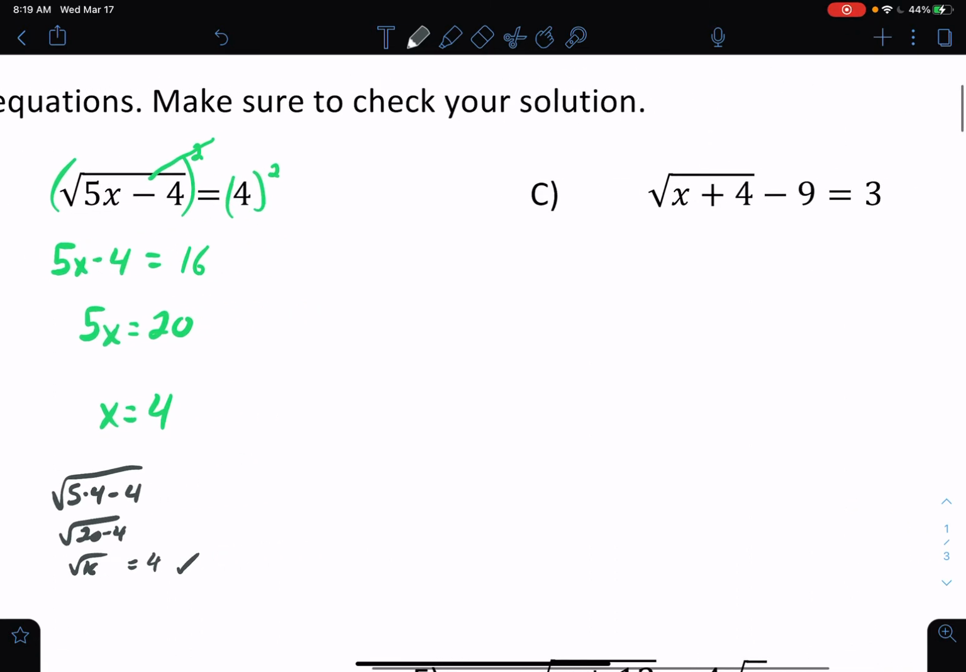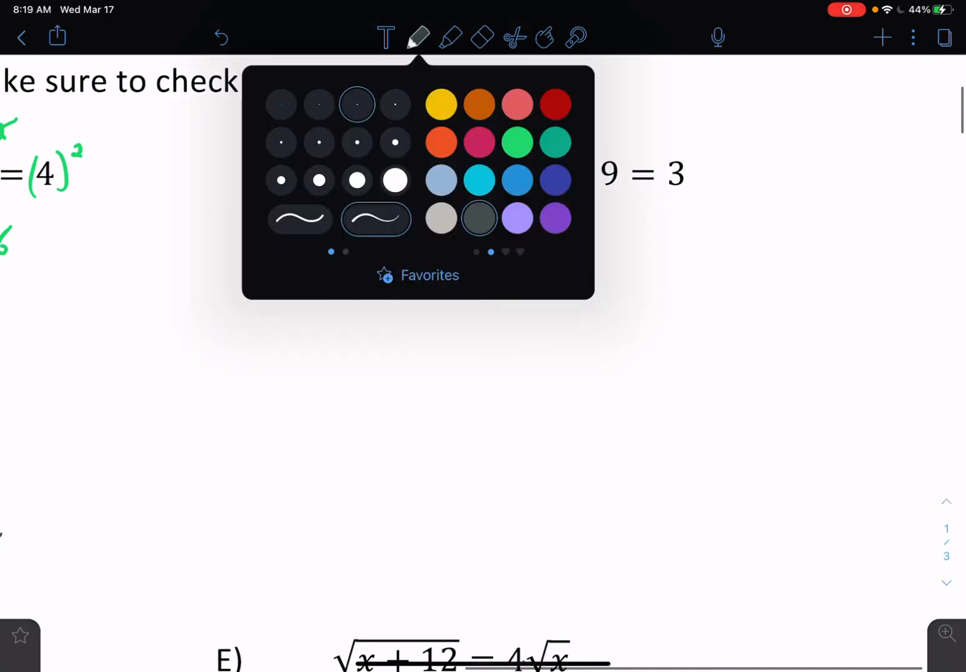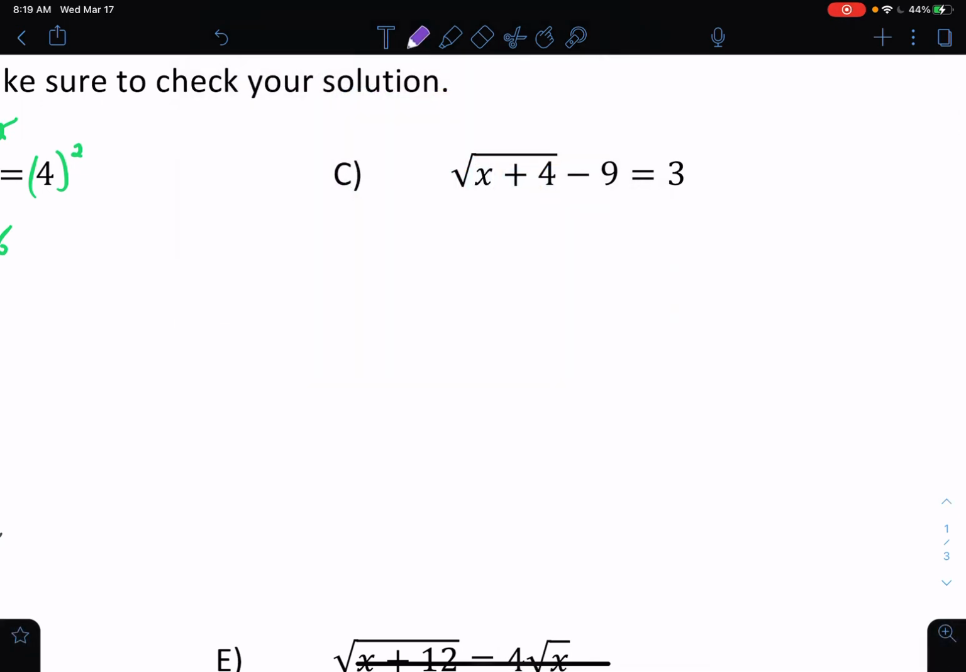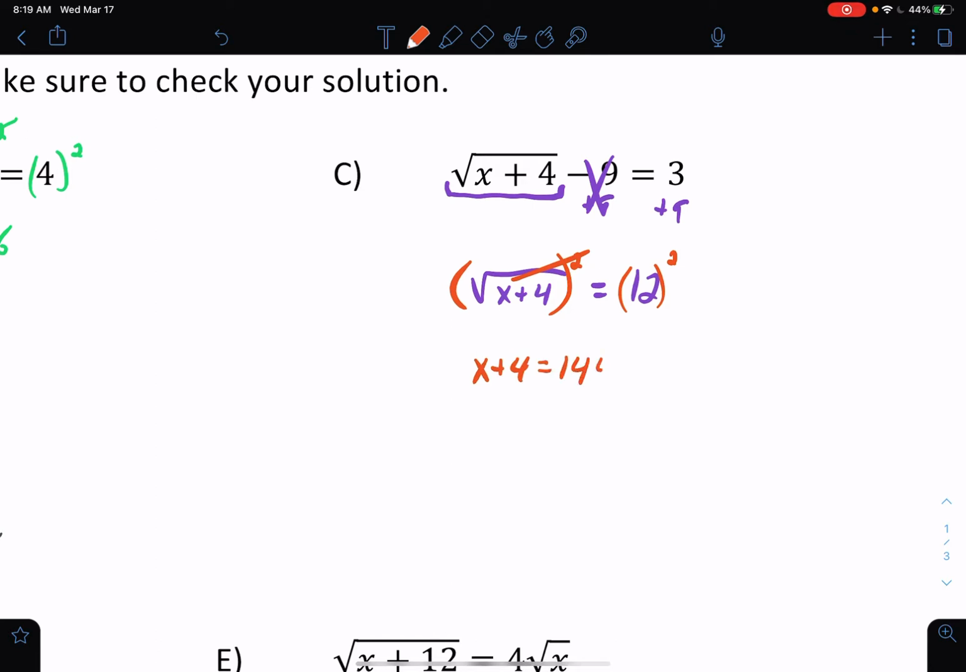All right, let's go on to another one. So here, I don't want to square both sides right away, because my radical isn't by itself yet. First thing I'm going to need to do is add 9 to both sides to get that radical by itself. So then I get square root of x plus 4 equals 12. Now that the radical is by itself, I can square both sides. Squaring is going to cancel out the square root, so we get x plus 4 equals 144. 12 squared is 144. Subtract 4 from both sides, we'll get x equals 140.